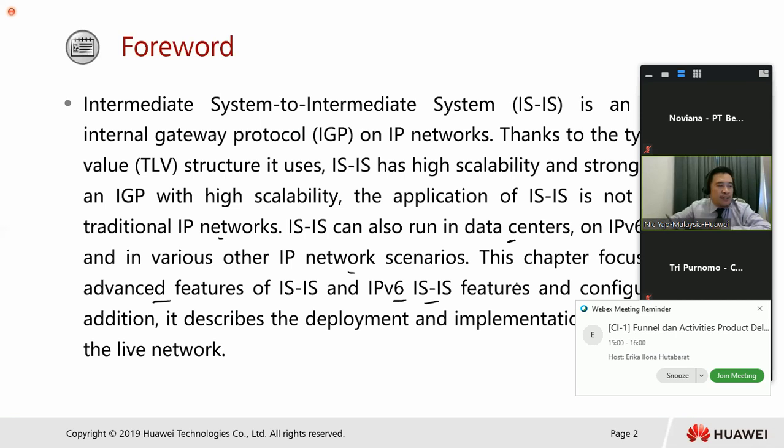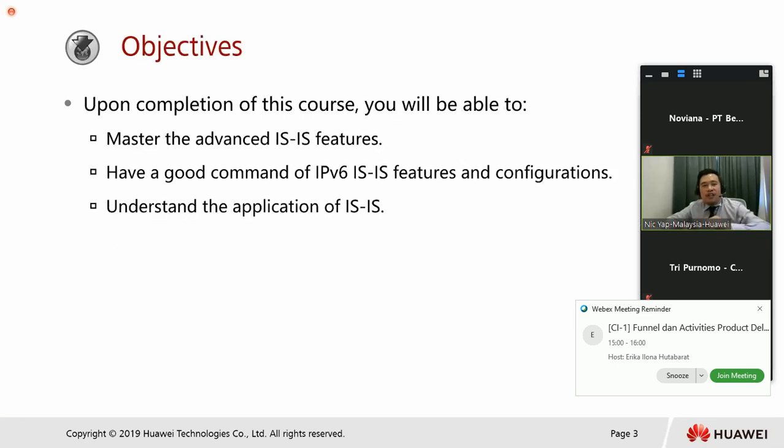In this edition, they also describe the deployment and implementation of dual ISIS on the live network. Dual ISIS means that you're running ISIS IPv4 and ISIS IPv6 together. Under this objective, first we need to know the advanced ISIS features, have a good command of the IPv6 ISIS features and configuration, and understand the application of ISIS.